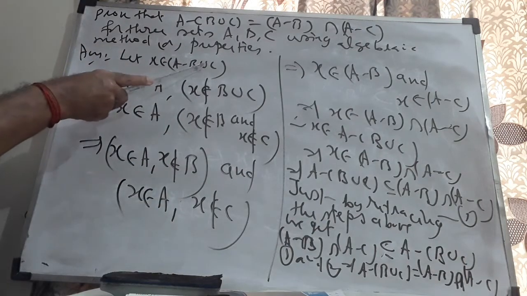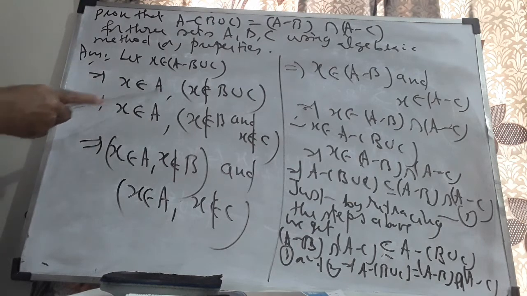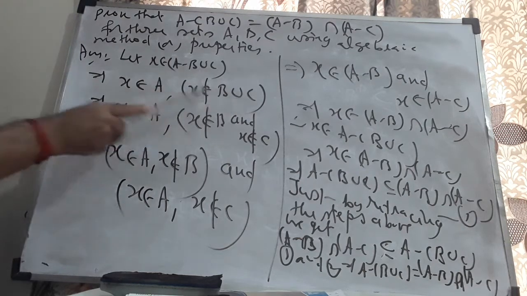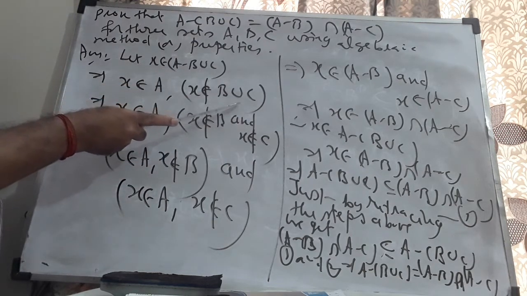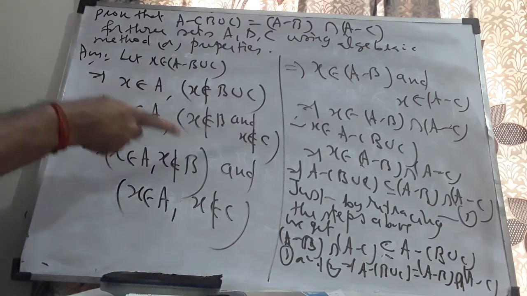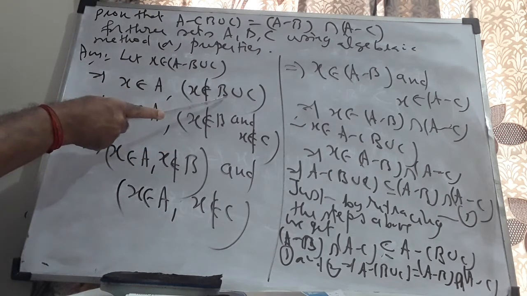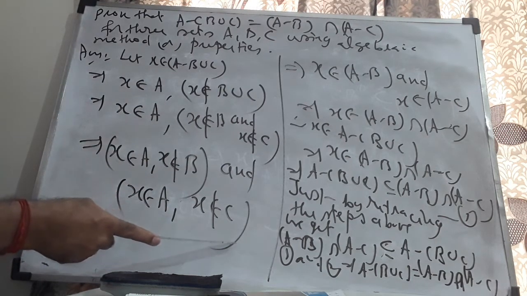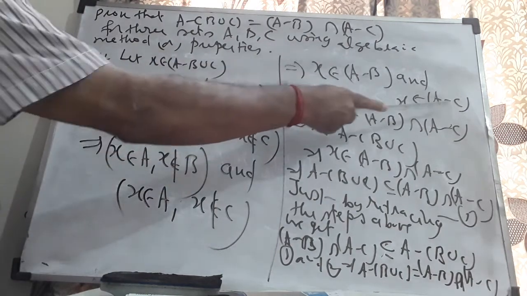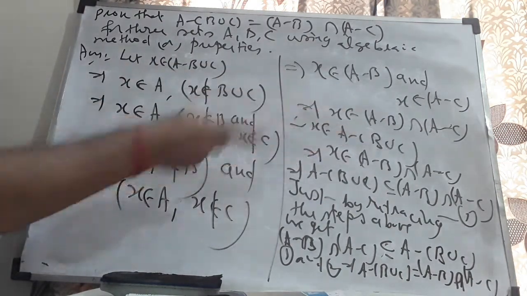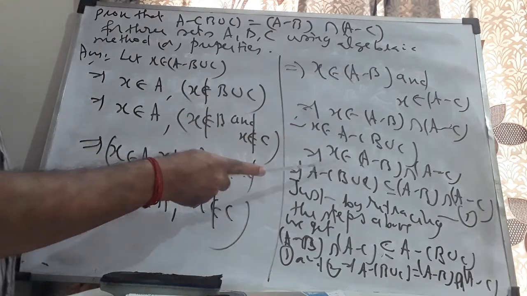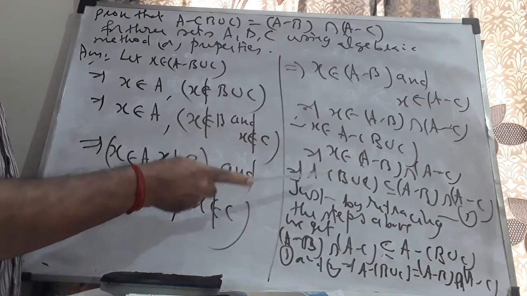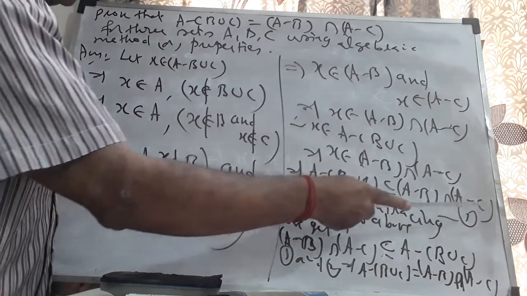Let X element of A minus B union C implies X in A and X not in B union C. All the elements in A other than the common element between the two. Therefore, it won't be there in B union C. X in A and X not in B and X not in C. If not there in both, it will not be there in the union. I'll split it into two cases, X in A, X not in B, and X in A, X not in C. Implies X element of A minus B and X element of A minus C, and means it will be there in the intersection. But X element of A minus B and C implies X element of A minus B intersection A minus C. Therefore, X being an arbitrary element, LHS A minus B union C is a subset of A minus B intersection A minus C.